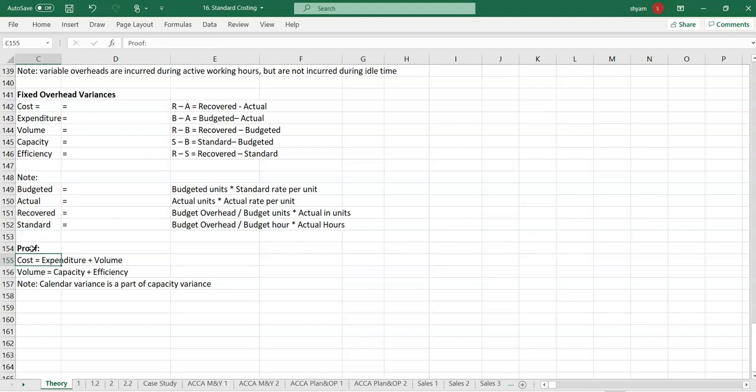Okay, what is this proof? You don't need to work out this proof. It's only for you to understand. See, this cost variance is equal to expenditure plus volume. So if you add the answers of expenditure and volume, you'll get the cost variance. Then volume can be divided into two, which are called capacity and efficiency. Add these two, and you will get the volume variance.